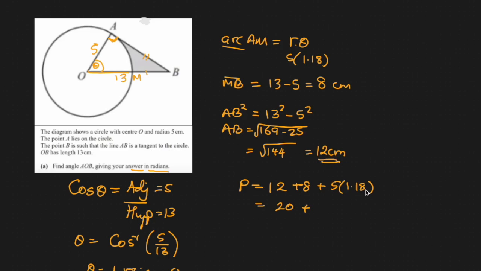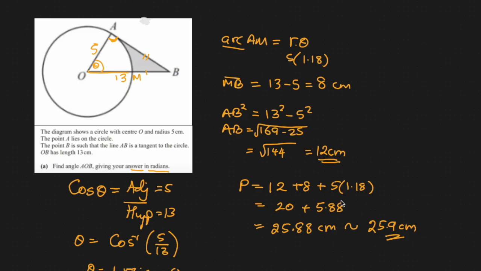What I'm getting is 5.8800, so 5.88 is the one. And in total we get 25.88 centimeters as the perimeter, which we can write as 25.9 centimeters.